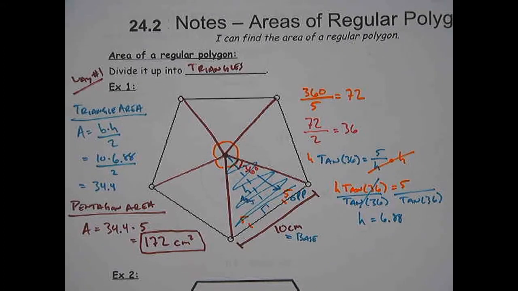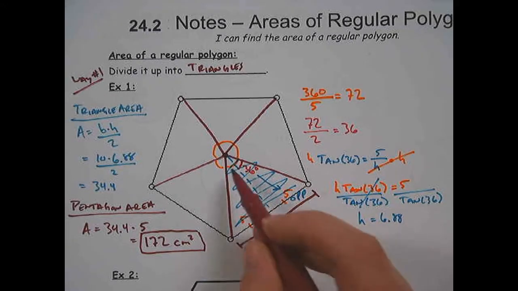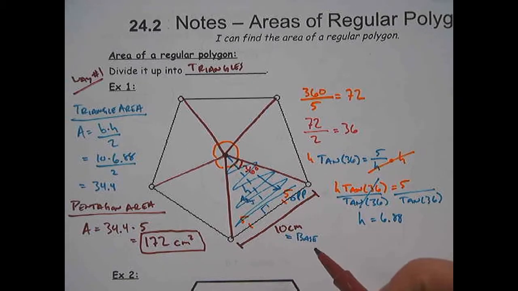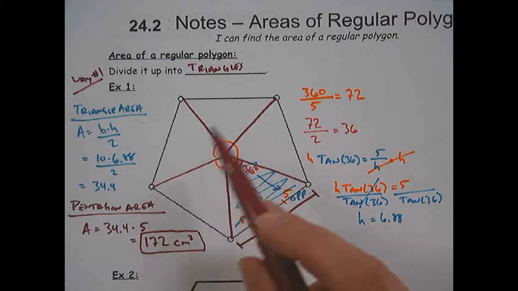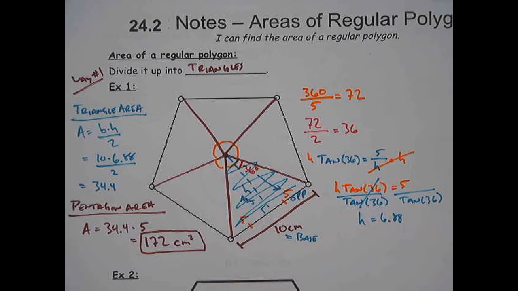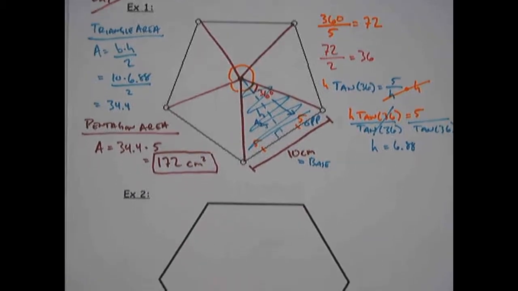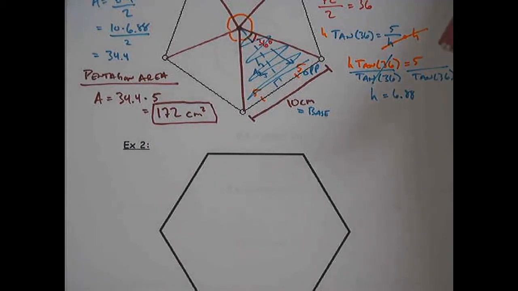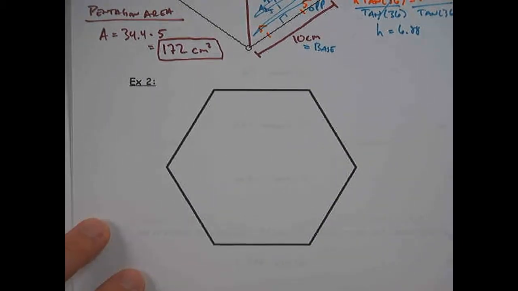So that's our first way. We find the missing angle, we use that to help us find the height of the triangle, then we find the area of the triangle, then we multiply by how many triangles we have. That's way 1. Way 2 is a little bit more formulaic, but we're going to use a lot of the same things that we used in way 1. So let's go down to this next one here. Example 2. We're going to use way 2.